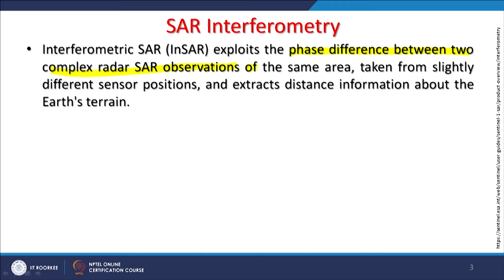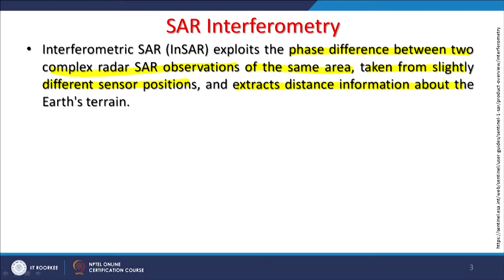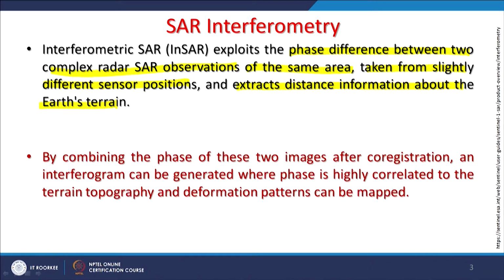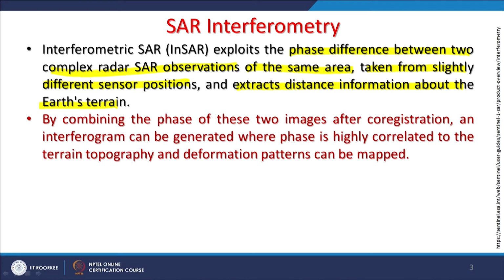And of course, it has to be of the same area and taken from a slightly different sensor position, because it is not possible all the time to have the exact position of the sensor or platform in space. So, even if there is a reasonable perpendicular baseline distance, it is not a problem. Interferograms can still be derived, and this extracts distance information about the Earth's terrain. So, this way we can exploit SAR interferometry.